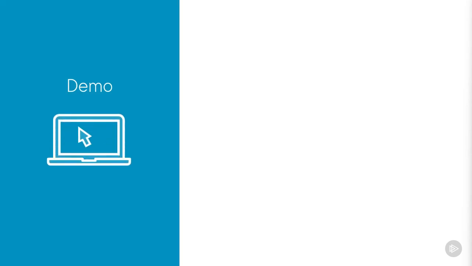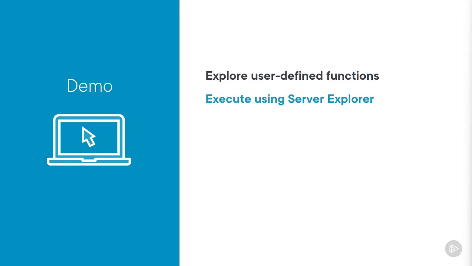First of all, let's take a look at the user-defined functions that we'll be mapping. In this demo, we'll first explore how the various functions that we'll be working with were created, and then we'll execute them using the Server Explorer inside Visual Studio. We'll be looking at a couple of functions during this demo.